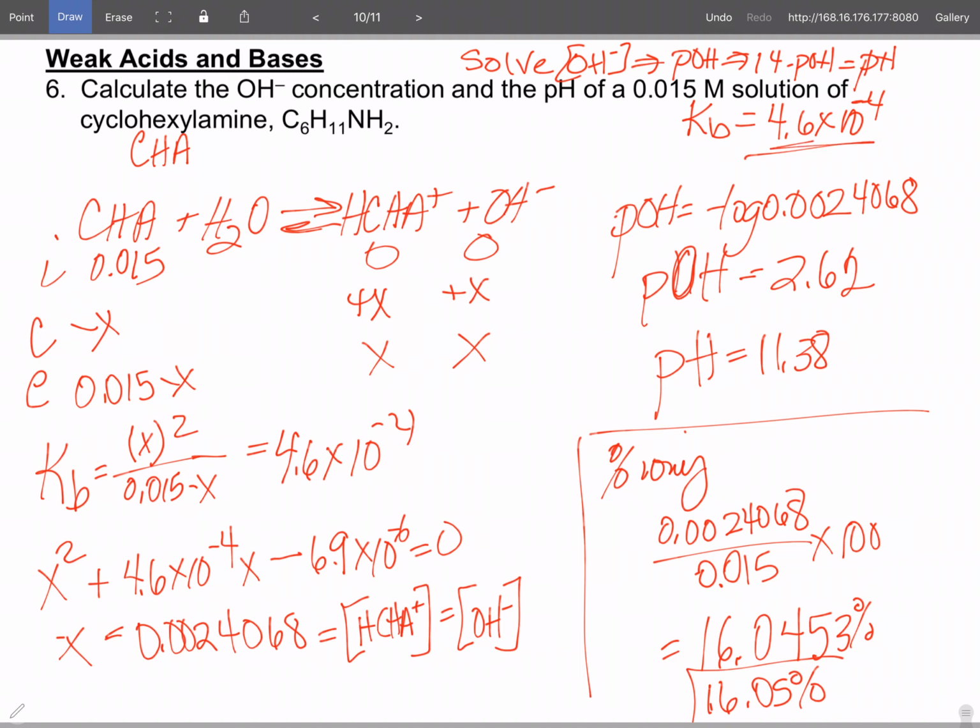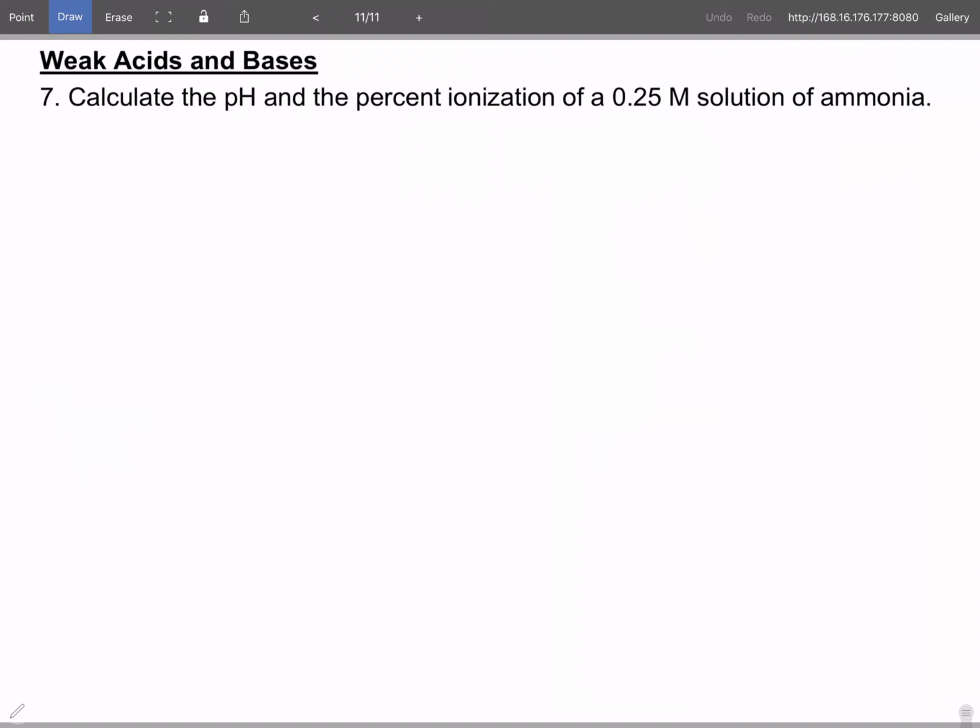Your KB is about the minus 4th range. As the K value gets smaller, minus 4, minus 3, minus 2, minus 1 versus minus 10, minus 9, etc., then your percent ionization will increase because that means it is a stronger weak acid. All right, so we're going to calculate the pH and the percent ionization of ammonia.